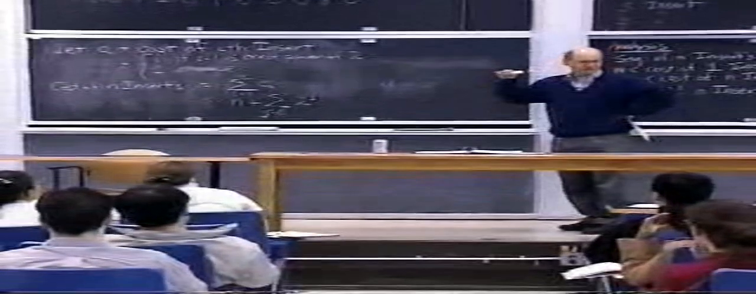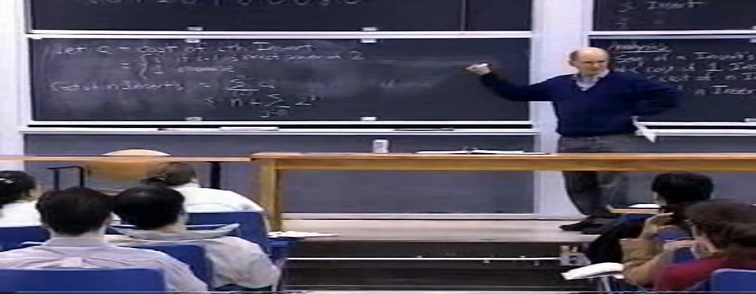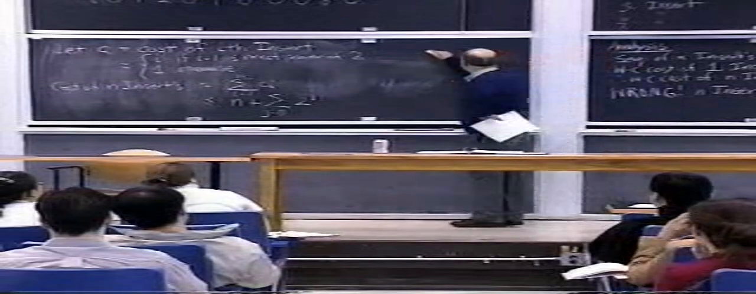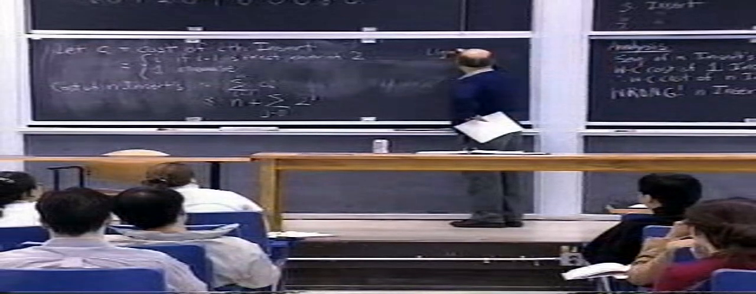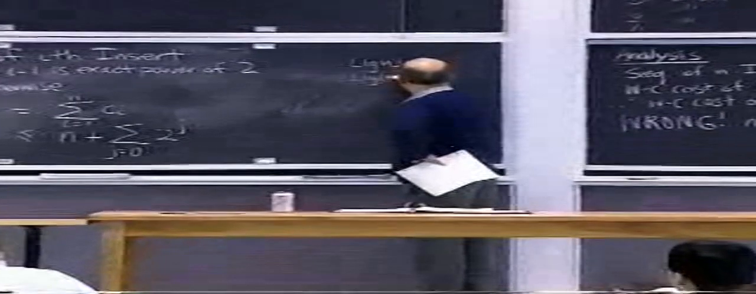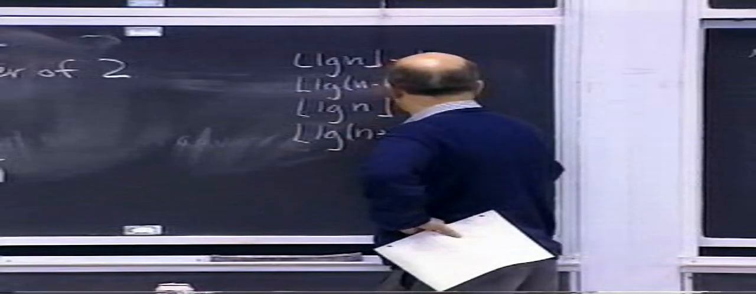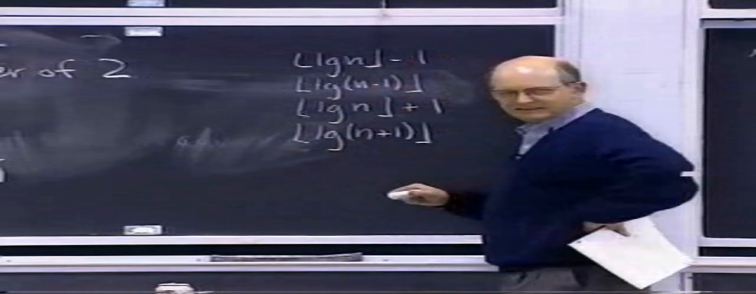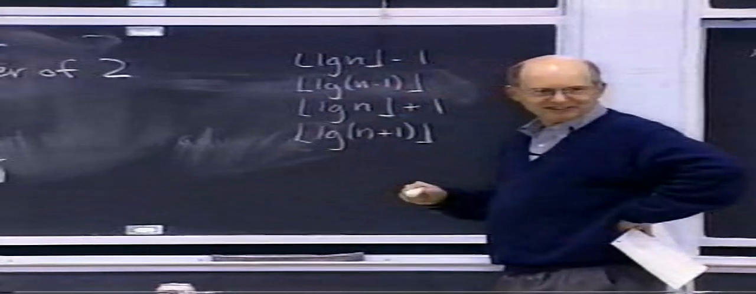I could put it floor of log n, close the floor, -1, or I could have floor of log n -1. I could have the floor of log of n -1. I could have the floor of log of n +1, the floor of log of n +1. Any other places I could put the plus, -1s that I'm hearing from the audience?